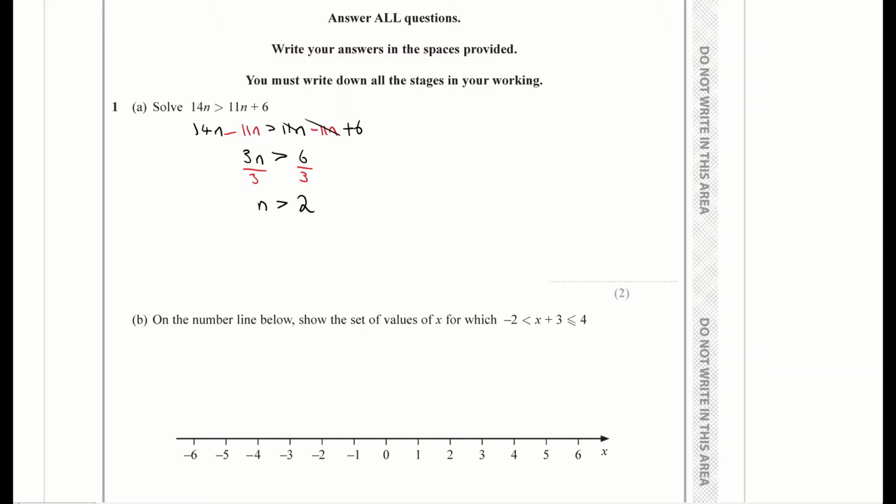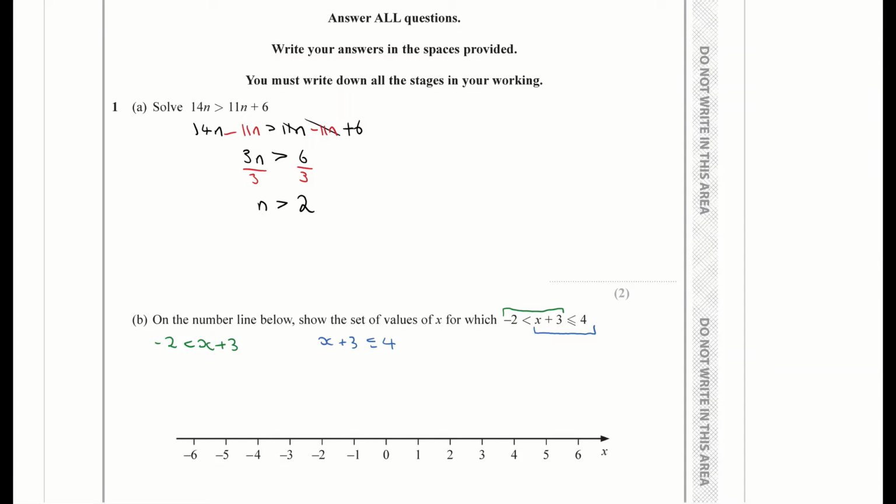Question 1b. On the number line below, show the set of values for minus 2 less than x plus 3 less than or equal to 4. So how I'm going to do this is I'm going to break it up into two parts. The first part I'm going to look at is this inequality here, minus 2 less than x plus 3. And then I'm going to look at a second inequality, the second part, which is x plus 3 less than or equal to positive 4.